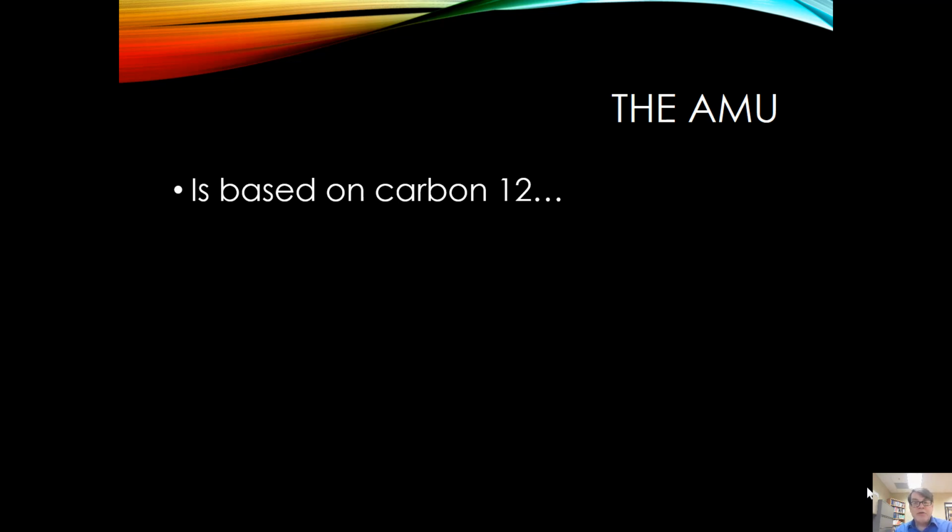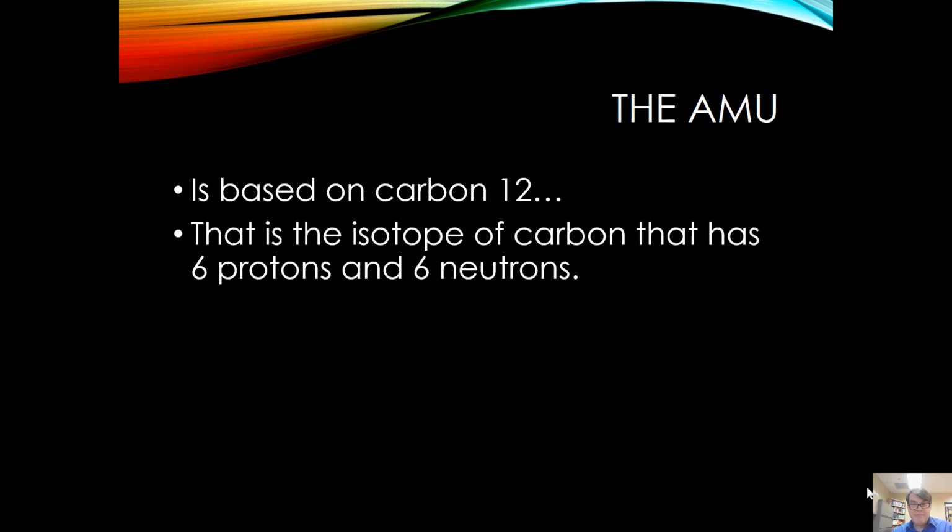So basically, if you take the mass of carbon-12 and divide by 12, that gives you 1 atomic mass unit. Carbon-12 is the isotope of carbon that has 6 protons and 6 neutrons, and if you divide its mass by 12, that gives you what an AMU is, which proves to be about, this is approximate, 1.66 times 10 to the negative 24th gram, which is really small.